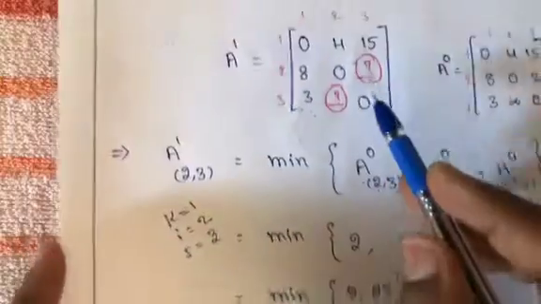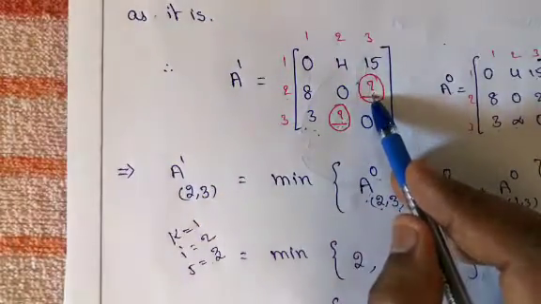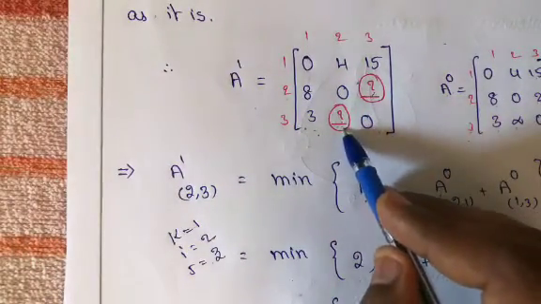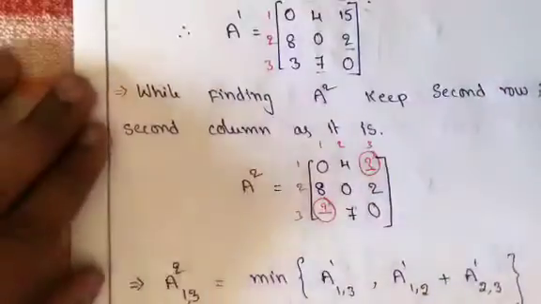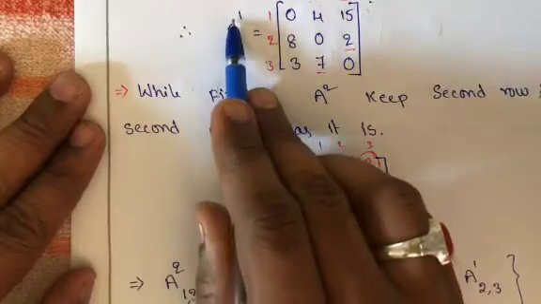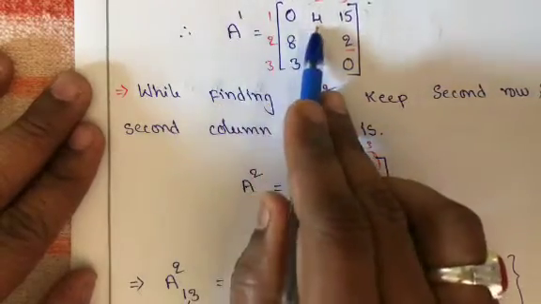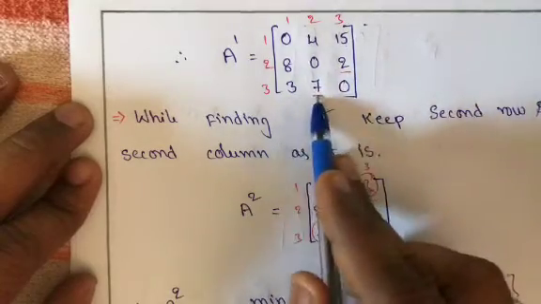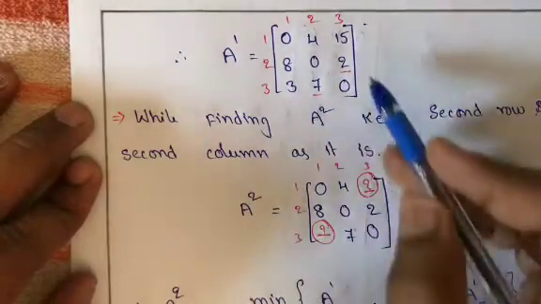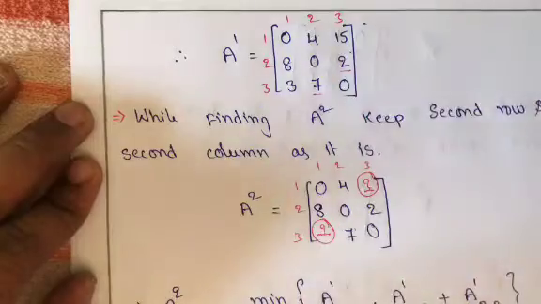So I need to replace here as 2 and here it is 7. So see it here. Therefore A1 becomes 0 4 15, 8 0 2, 3 7 0. Right, I have replaced these two values in A1.